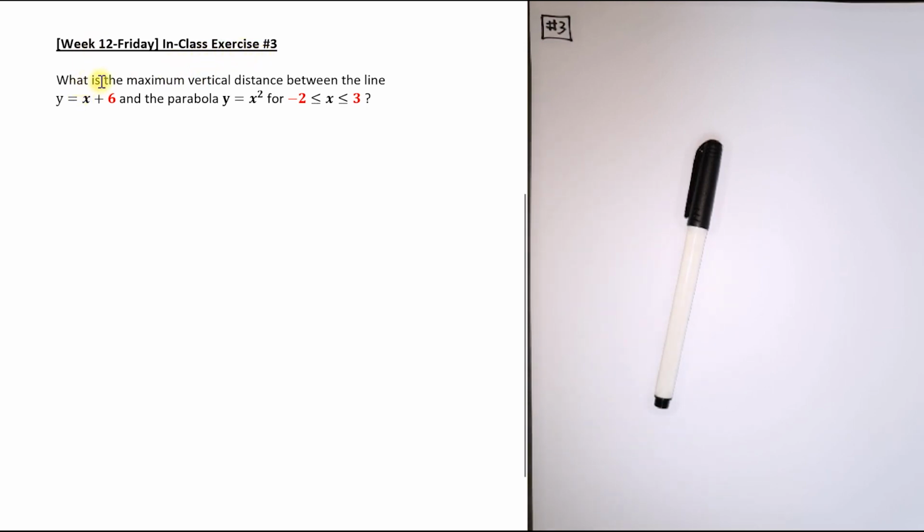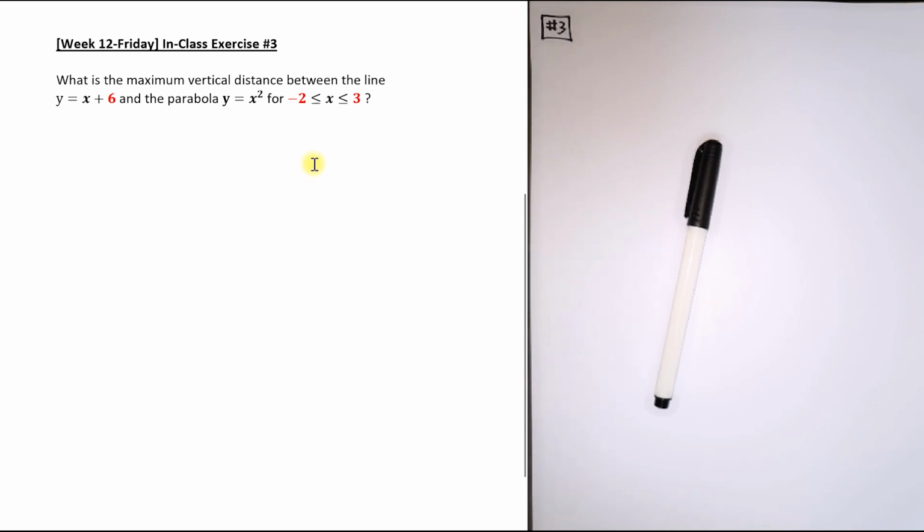The question is, what is the maximum vertical distance between the line y equals x plus 6 and the parabola y equals x squared from -2 to 3? The numbers in red might be different from yours, but the process of solving the problem will be exactly the same. So stay tuned and let it begin.